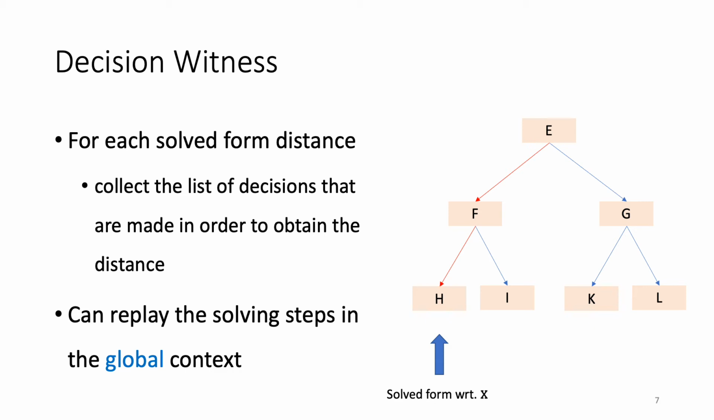Note that in the figure, we have built a local derivation tree for an equation E. Now in a global context, we simply choose the correct decision to follow the path we want. For example, the leftmost branch will lead to the formula h in solved form with respect to x.